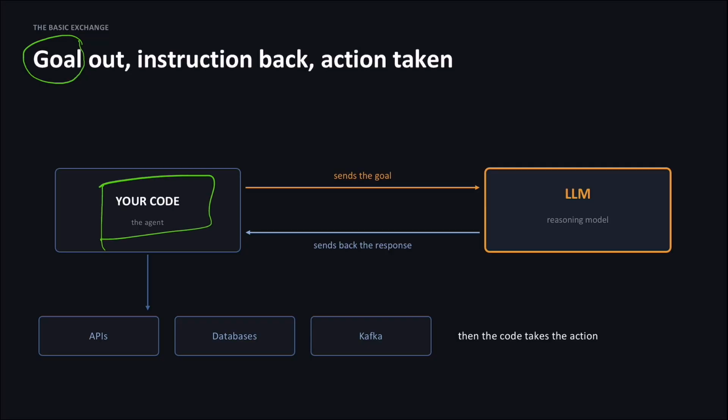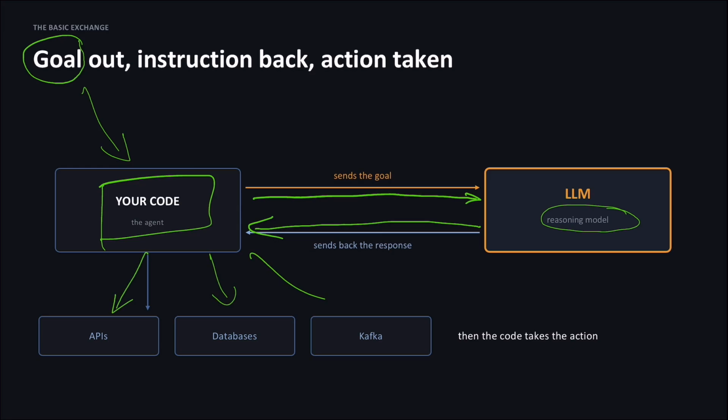The agent gets a goal and sends the goal to the LLM. Here, the LLM being the reasoning model, the boss, the thinker, will decide what needs to be done, and it will send back a response: do this, do that. That means the code will then connect to the API, databases, Kafka, other interfaces, etc., to take an action.